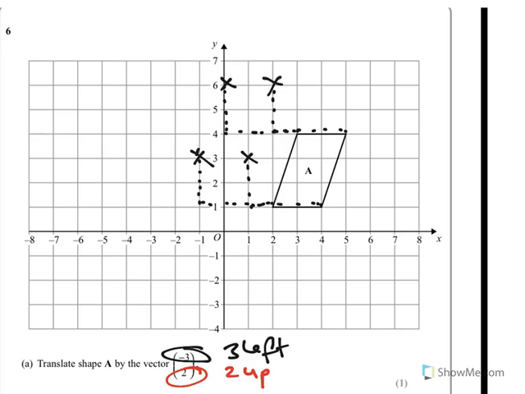So those are my points. Going to join them up with a ruler, and that's my new shape. They should all be on the lines here. I haven't drawn that very well.